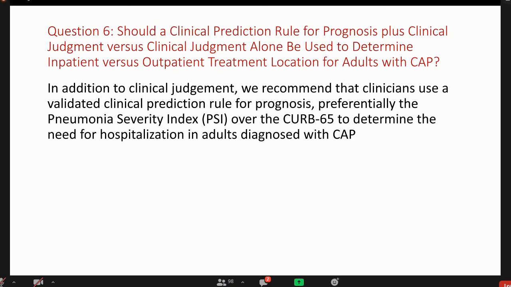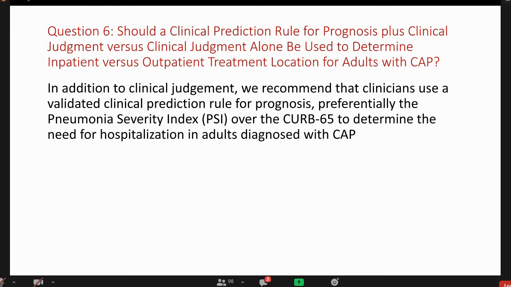Question 6. Should a clinical prediction rule for prognosis, such as CURB-65 or the pneumonia severity index, which we call PSI, plus clinical judgment, or just clinical judgment alone without checking any rules, be used to determine whether inpatient versus outpatient therapy is needed for CAP? In addition to clinical judgment, we don't recommend clinical judgment alone. We require clinical prediction severity assessment tools in order to do that.